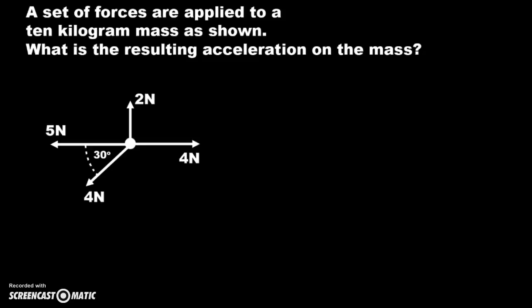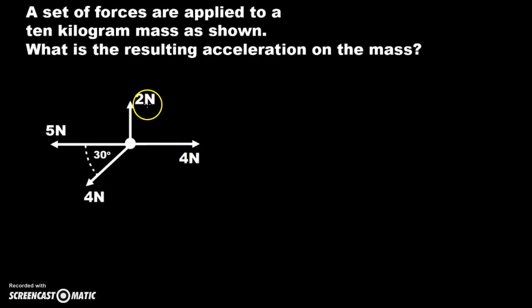I've got a set of forces that are applied to a 10 kilogram mass as shown. So what we're looking at here is a free body diagram, where you always show in the center the mass you're talking about, and we just show a point. And then we always show, starting from the tail, all the forces going out from that center. That's how we draw a free body diagram. We never draw it with the arrow going in. It's always drawn outwards. And then we label them all.